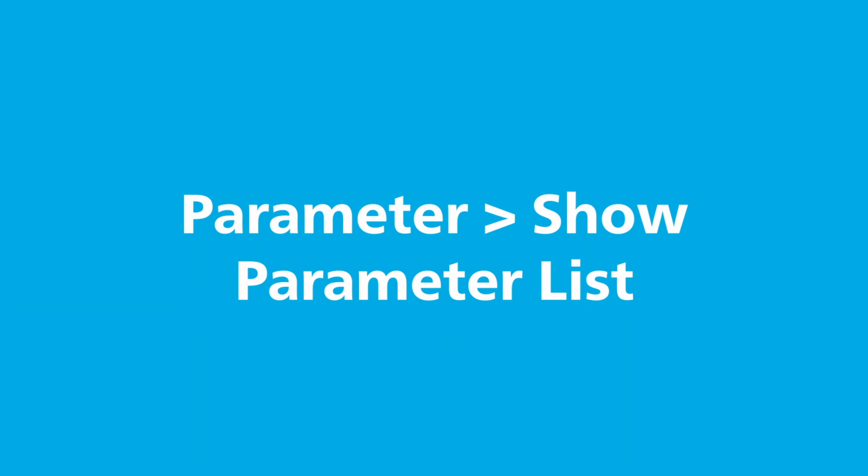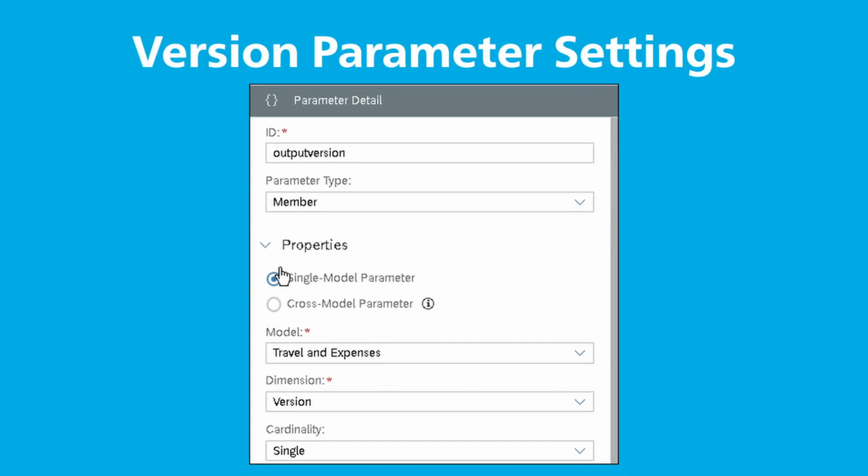In the multi-actions top toolbar, follow this menu path. A parameter list panel opens. In the parameter list panel, click the Create Parameter link. The parameter list panel is replaced by the parameter detail panel. In the ID field, provide a name for your parameter. As it will be used to select the output version, let's call it Output Version. Be sure that parameter type is set to Member and that Single Model Parameter is selected.